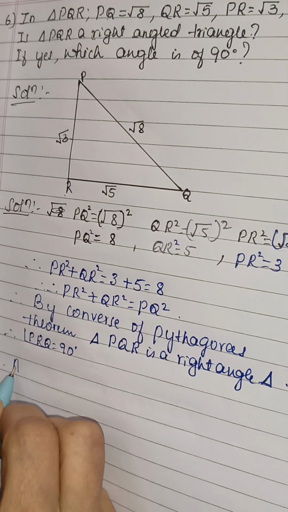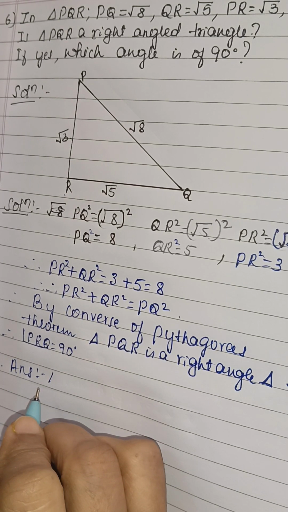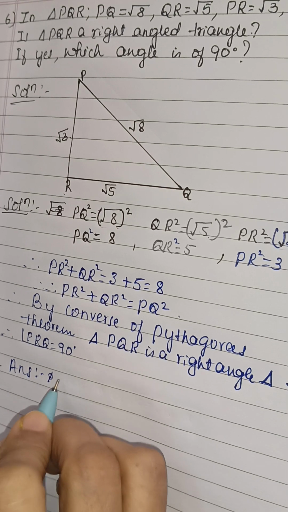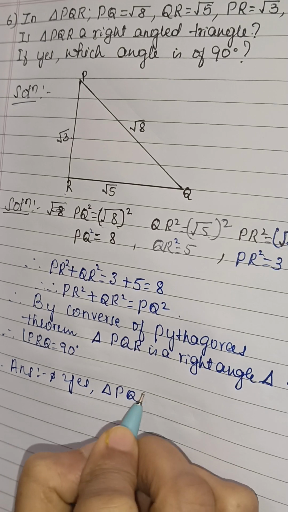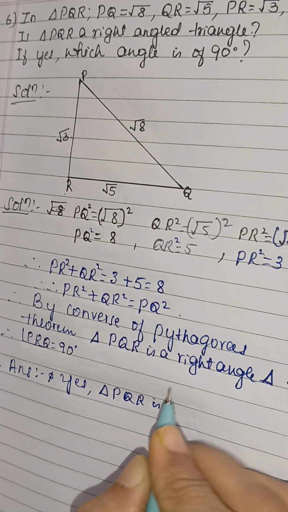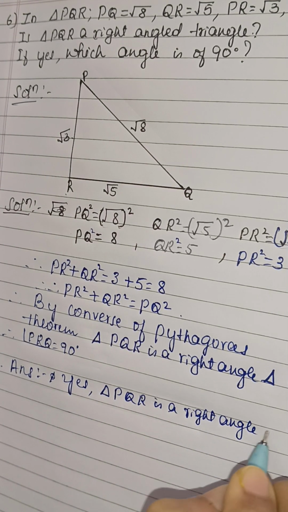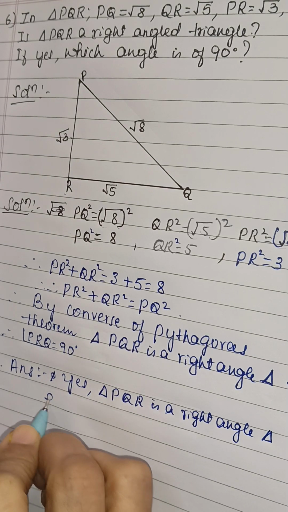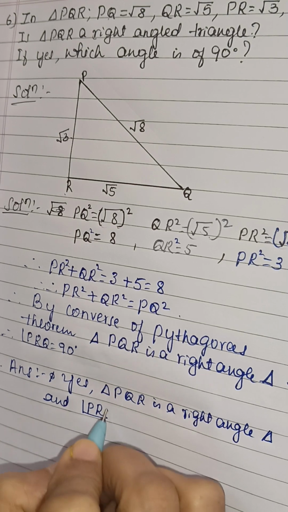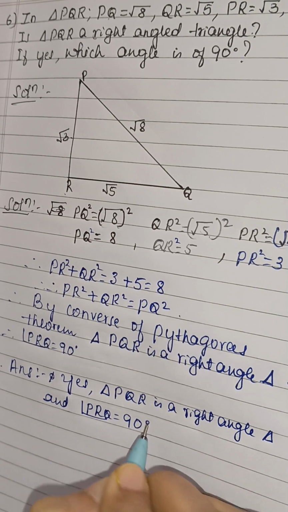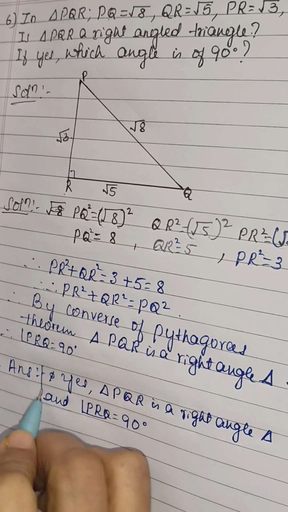Therefore the answer is: yes. What is the question? Is triangle PQR a right angle triangle? Yes. Triangle PQR is a right angle triangle, and angle PRQ is 90 degrees. This is the answer.